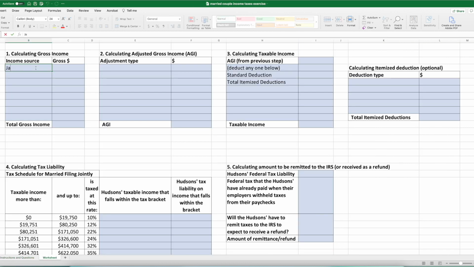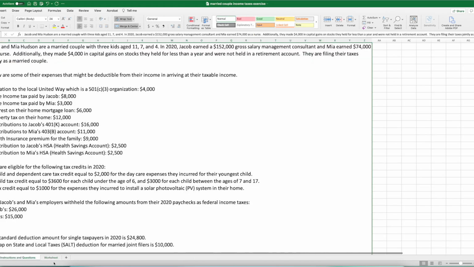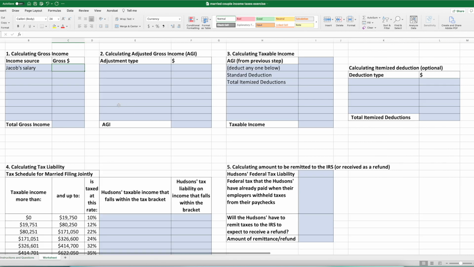Okay, Jacob's salary, it was 152,000. Mia's salary at 74,000.